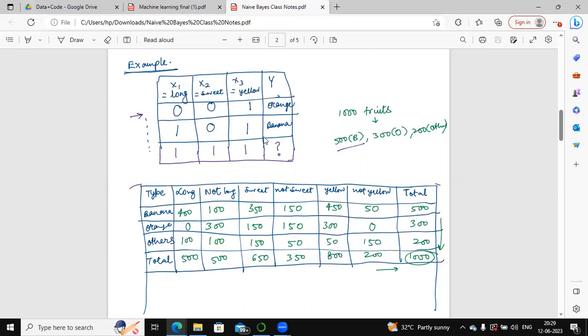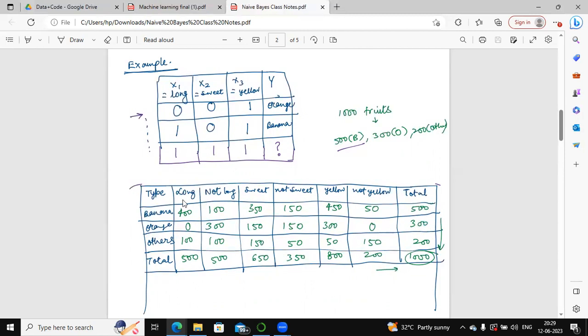Now, how many are sweet? Let's consider sweet oranges is 150. How many are there in total? 300. So 150 are not sweet as well. And how many are not yellow oranges? Almost all, 300 of them, are yellow, and not yellow is zero. So total oranges is obviously 300.